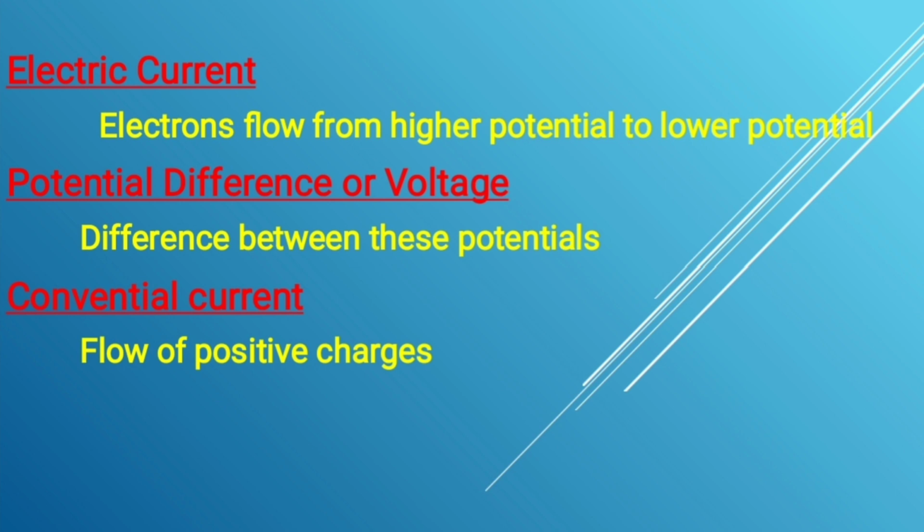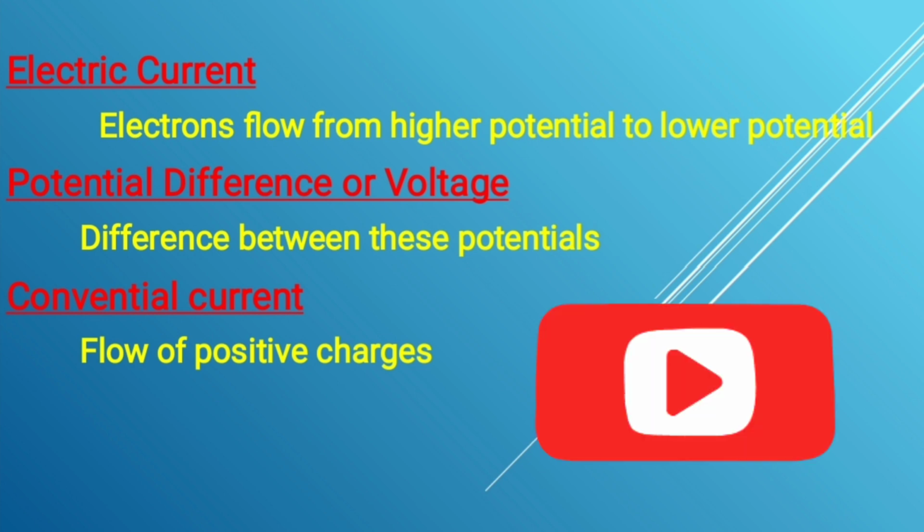What do we mean by conventional current? Still now we have been talking about electric current as the flow of charges, which is nothing but electrons. But conventional current is the flow of positive charges. So when the flow of positive charges is considered, it is called conventional current moving in the circuit. The effects of current and the other topics will be discussed in the next video.